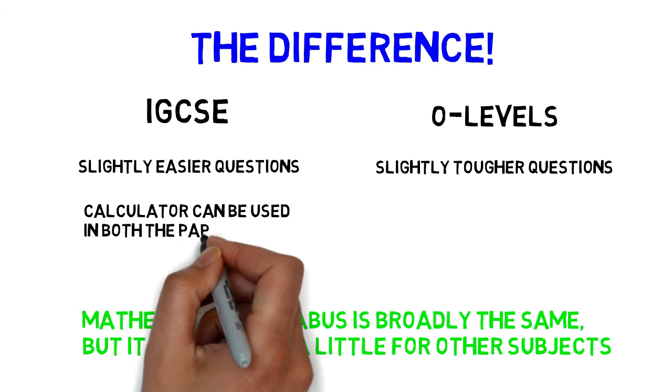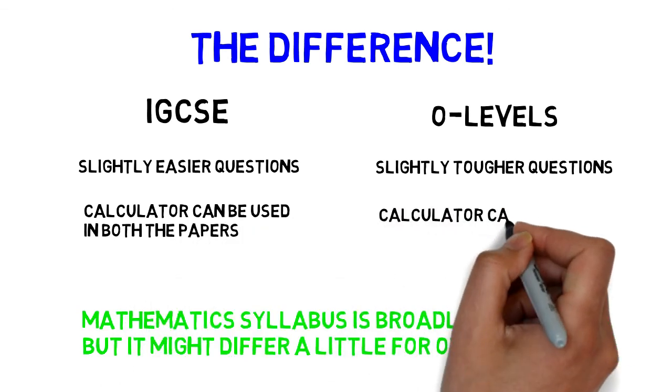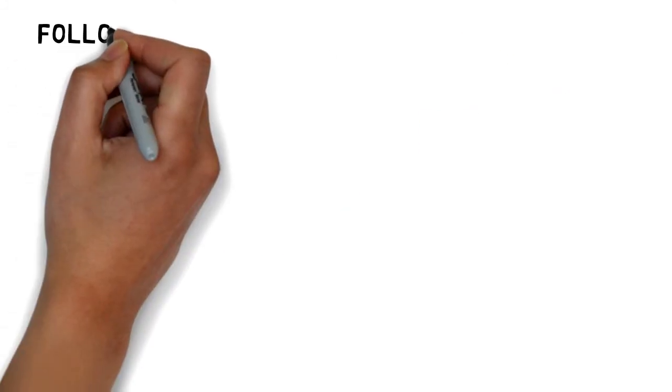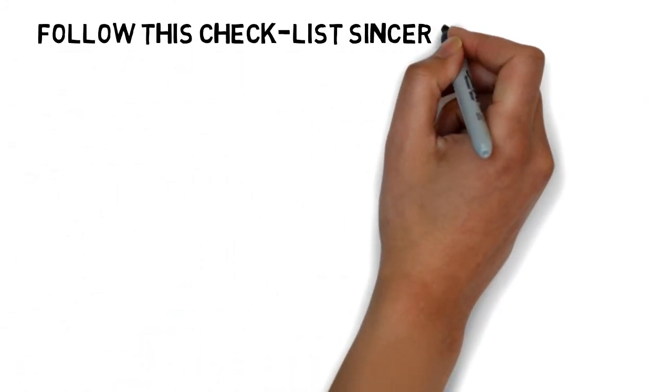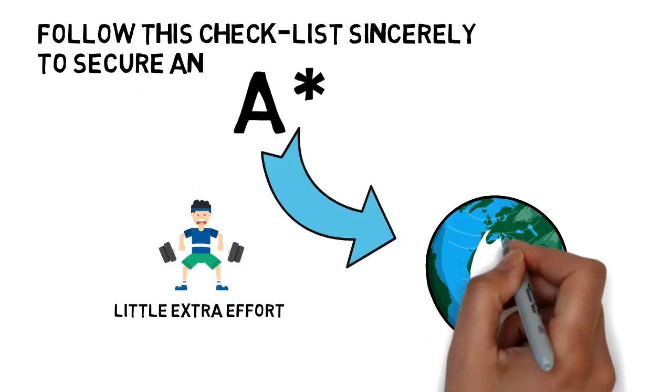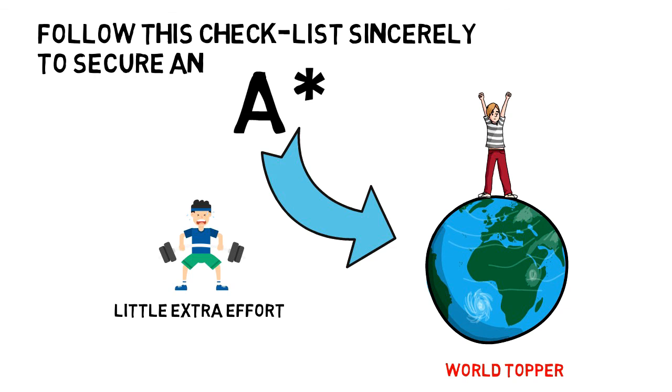And moreover, one of the two O level papers has to be solved without a calculator, so you can definitely give it a shot. However, just when your boards commence, in those times please don't go out experimenting. In those ending times, what you need to do is try to relax your mind and stay focused on the IGCSE content. Don't try to do something extra in those ending times. With that, if you follow this 8-point checklist, then your A star will be secured. After that, a little extra effort is what will convert that A star into a world topper.